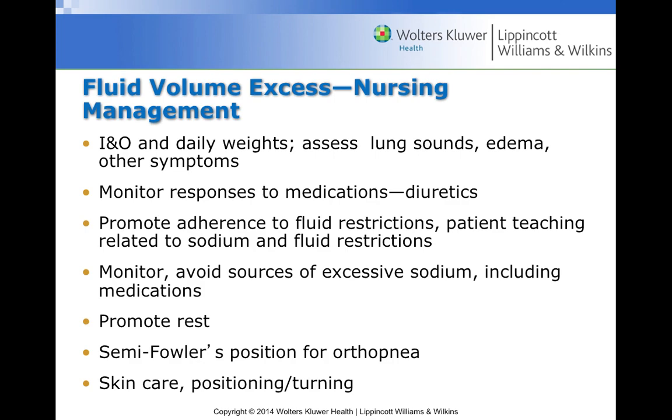So now looking at nursing management. To assess for fluid volume excess, the nurse measures I&Os at regular intervals and identifies excessive fluid retention. The patient is weighed daily and rapid weight gain is noted. An acute weight gain of 1 kilogram, or 2.2 pounds, is equivalent to a gain of approximately 1 liter of fluid. Breath sounds are assessed at regular intervals in at-risk patients, particularly if parenteral fluids are being administered.